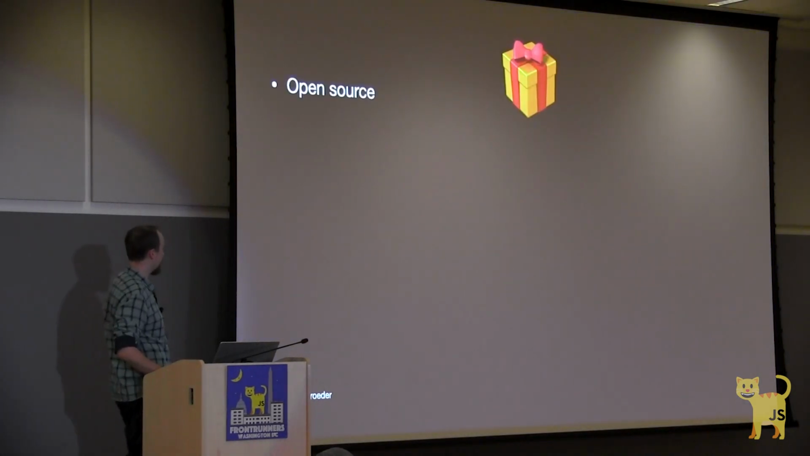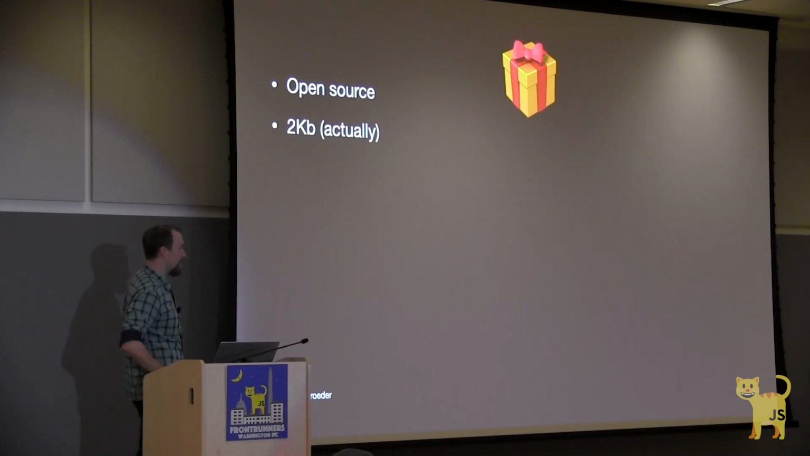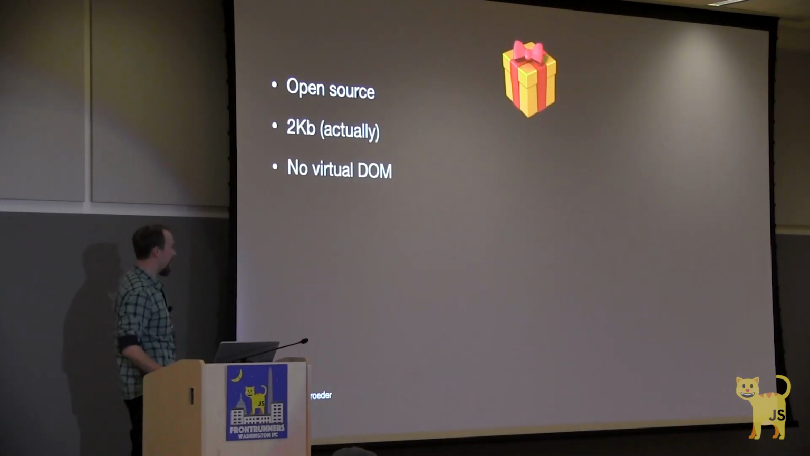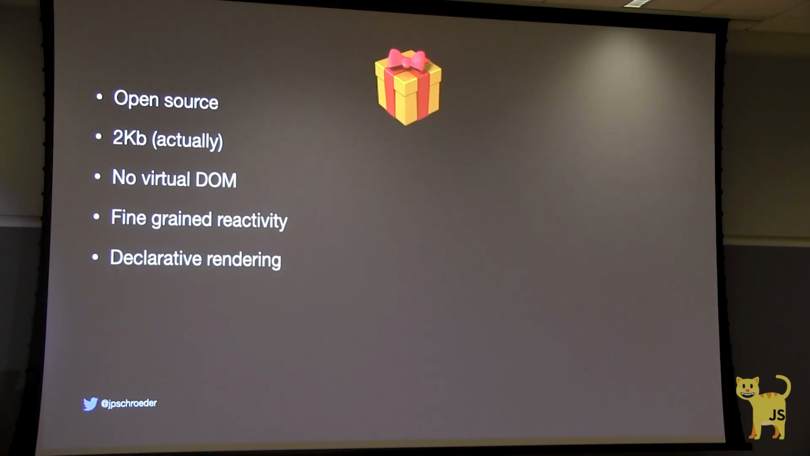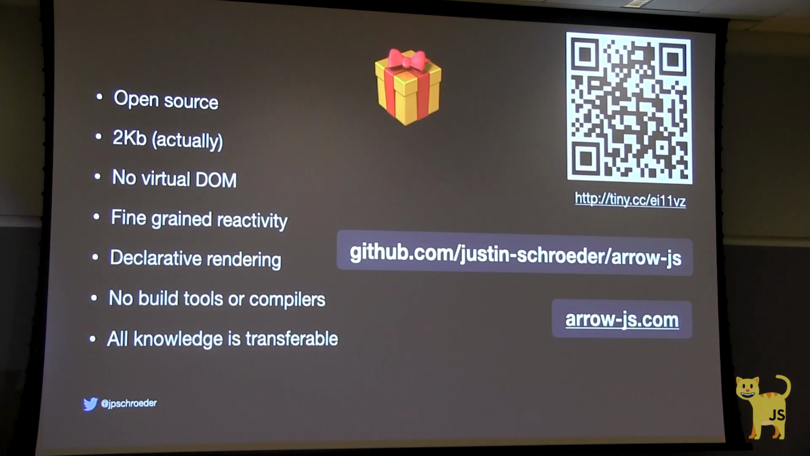So here's a little gift. I'm releasing this crazy idea as open source. It's 2 kilobytes. There's no virtual DOM. It has fine-grained reactivity. It's declarative rendering. There's absolutely no build tool, no compilers, nothing. And everything that you learn about how to use a tool like this is transferable because you're just learning native JavaScript. You're not learning any fancy framework tooling. It's called ArrowJS, and here's some links to it, and I'll show you some demos.